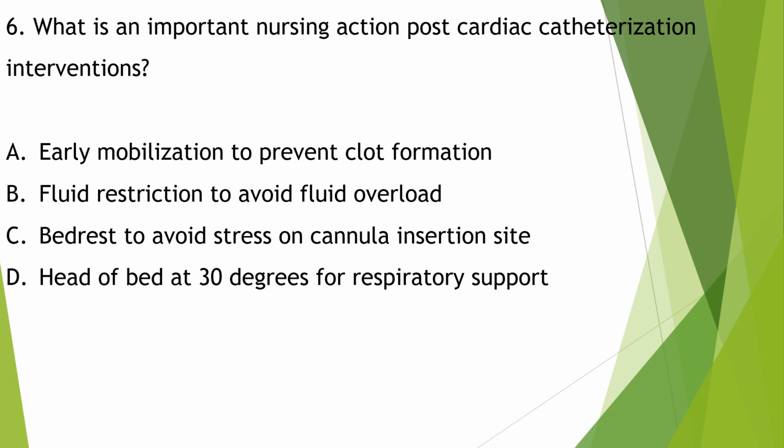Then monitoring the peripheral pulses, their color and temperature in the affected extremity. Monitoring the urine output secondary to the osmotic diuresis caused by the contrast dye. Then maintaining a sufficient oral or IV fluid intake to ensure renal clearance of the dye and to maintain adequate hydration status. Obtain blood work to assess the renal function, hemoglobin, hematocrit and coagulation studies.